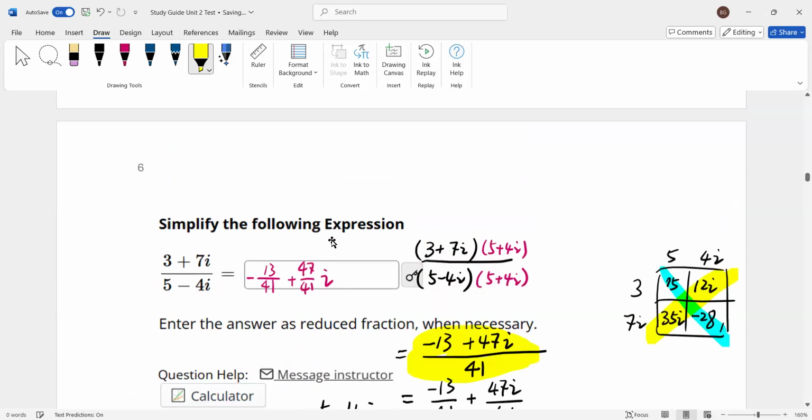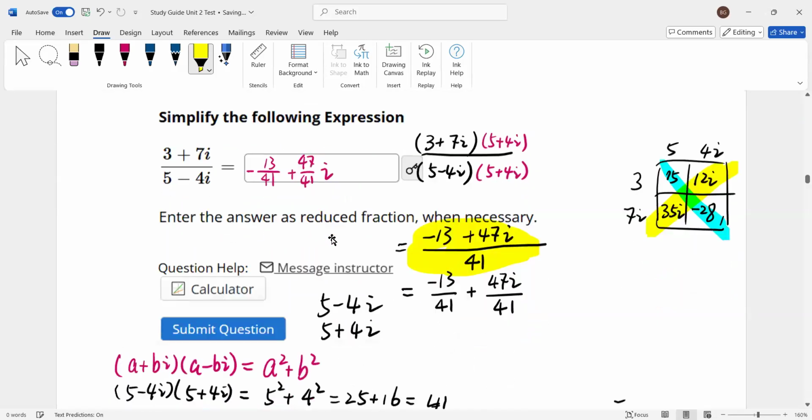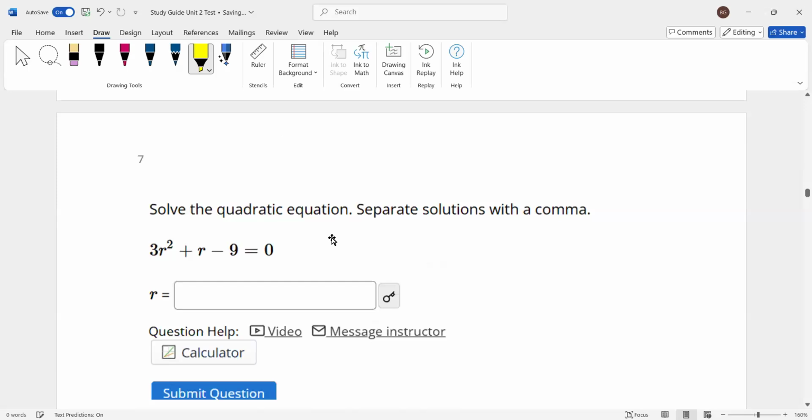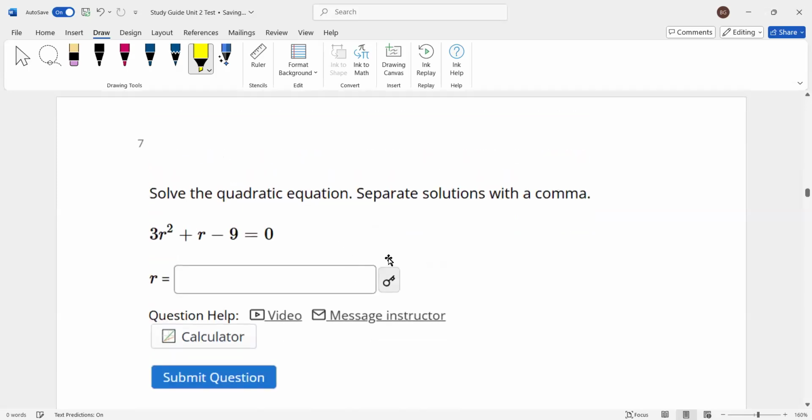Should we continue? This is question number 6. Let's continue to question number 7. Solve the quadratic equation. Separate the solutions with a comma. Okay, the variable in this equation is r. Normally we like x, right? But be careful, it's r. You do not need to worry about it because you only need to enter the solutions. It gives you r already. Okay, so let's use r.